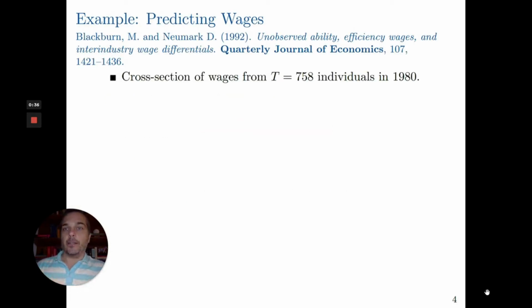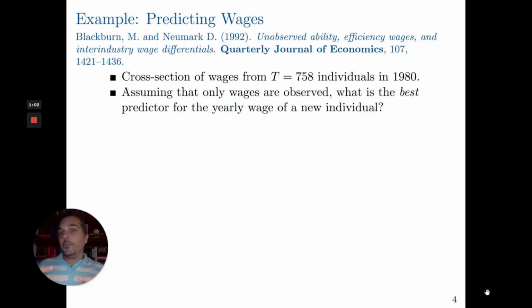So let's start with an example. Let's suppose that we want to predict wages, okay? So I'm taking data from this paper by Blackburn and Neumark on observability, efficiency, wages, and inter-industry wage differentials, published in the Quarterly Journal of Economics in 1992, okay? So imagine that you have wages from 758 individuals in 1980. Okay? And assuming that only wages are observed, one interesting question is, what's the best predictor for the yearly wage of a new individual? Okay?